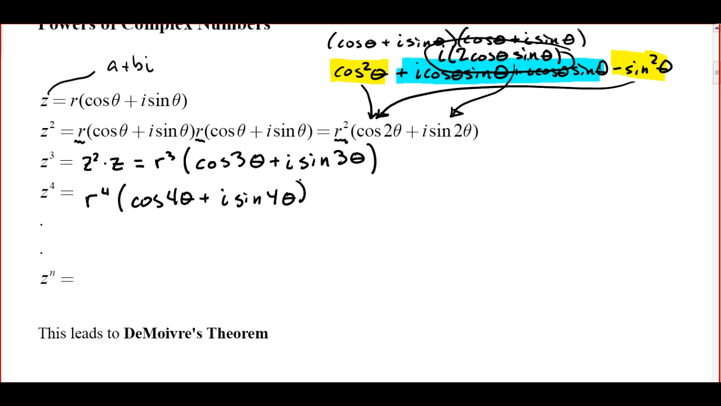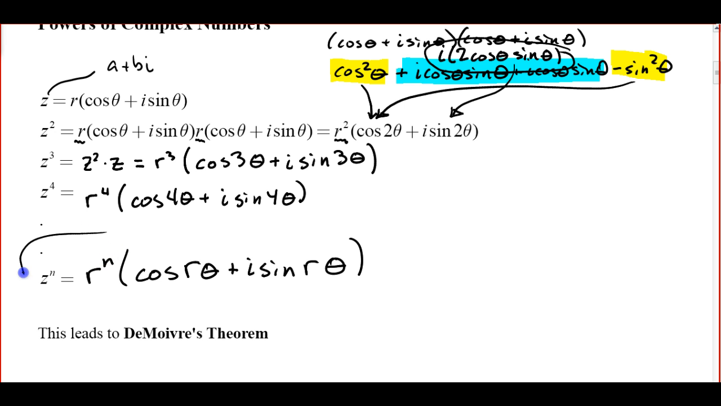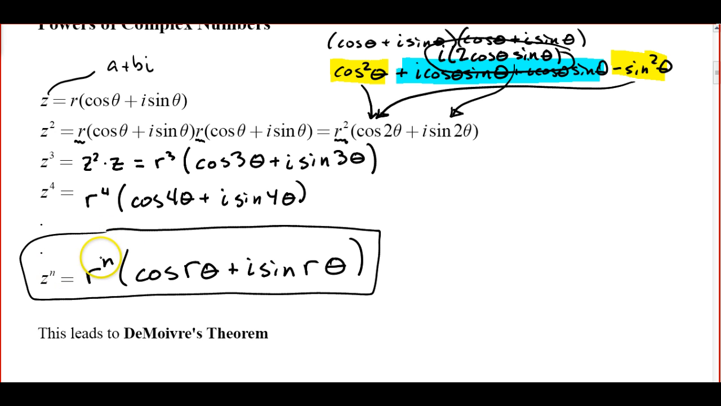Okay, and then if we carry this on to z to the n, we would have r to the n times cosine n theta plus i times the sine of n theta. Okay, and this formula that we have here for our complex number raised to an exponent is actually called de Moivre's theorem.